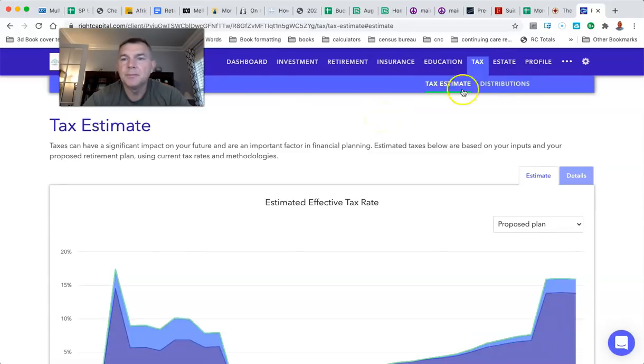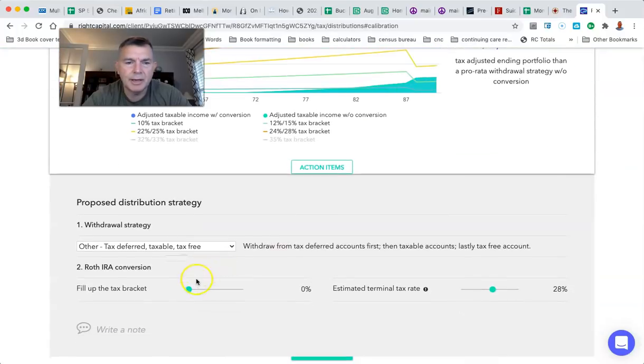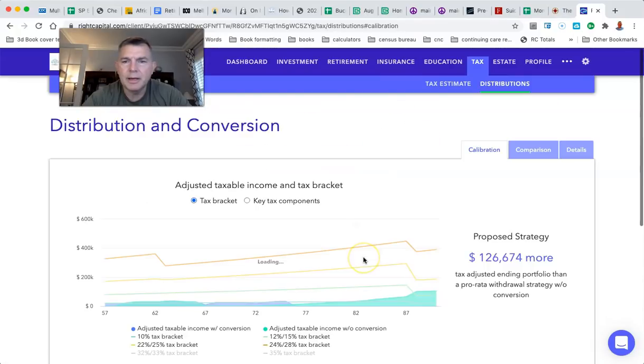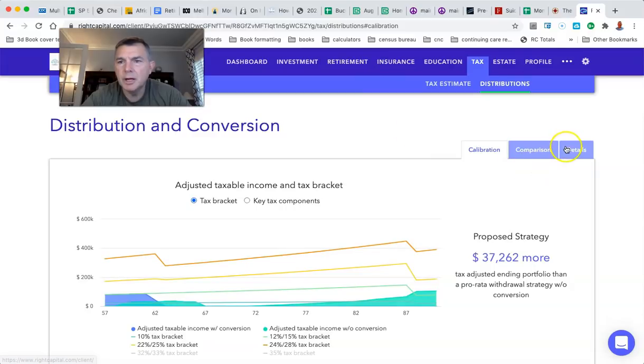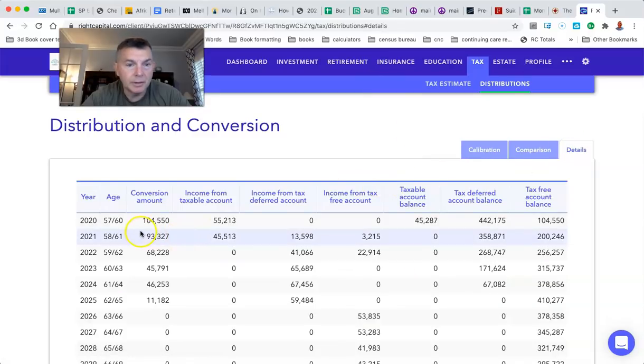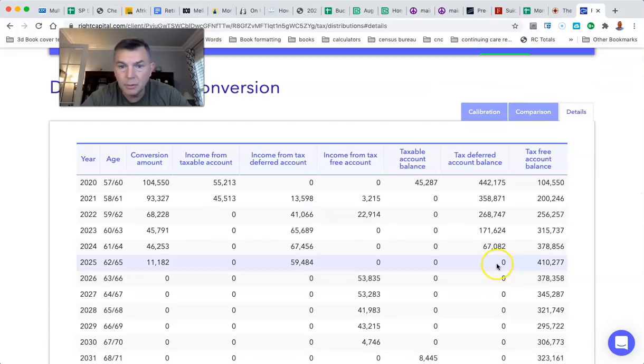So let's hit tax, distributions, and we'll just have them convert until, let's say the 22% tax bracket. Let's do 12. See what that looks like. 12% tax bracket. There it goes. Let's see if it does much. In this case, they're going to convert 93,000, 68,000, 45,000, 45,000, and 11,000. And then their tax deferred account balance will be zeroed out by the time Daryl is 62 years old.